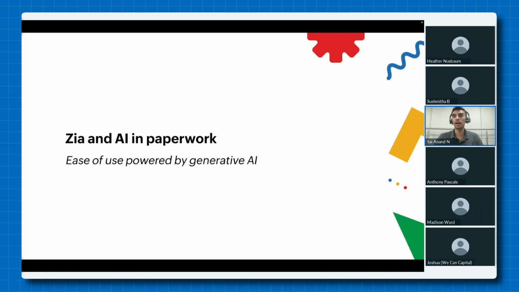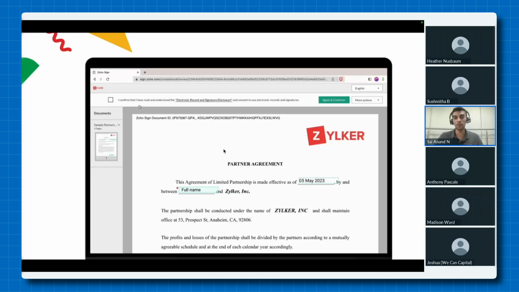So oftentimes they are aware of what they need to sign on, they're aware of the terms, they're briefed and all of that, but they don't really have the time to sit and go through a document word to word, right? So in such scenarios, what we have is the ability to summarize a document.